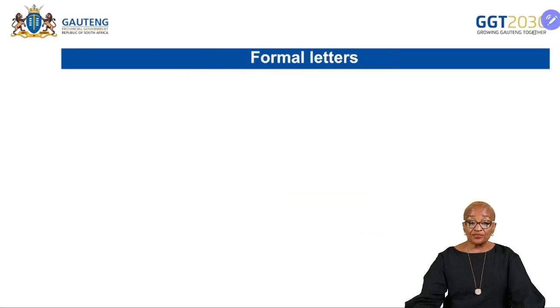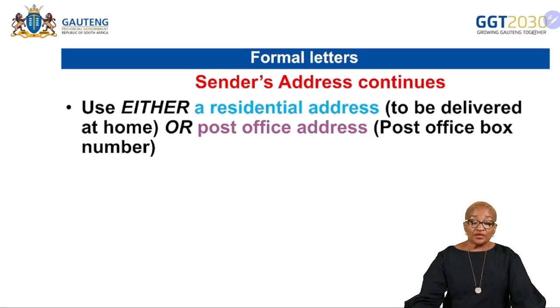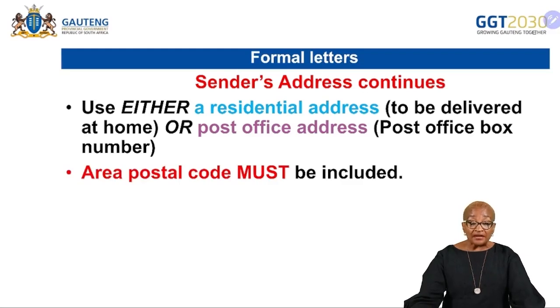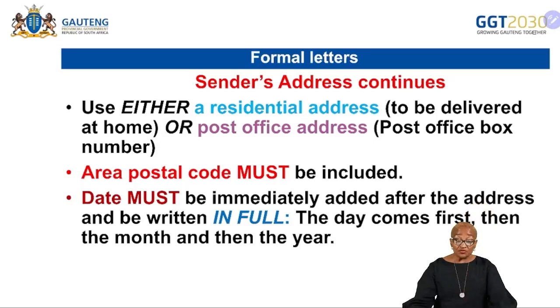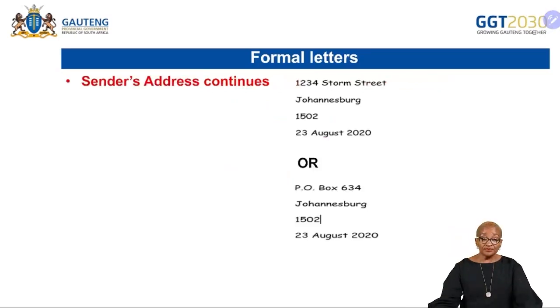Use either a residential address. And that is the address that would be delivered at home. Or a post office address. That would use a post office box number. The area postal code must be included. The date must be immediately added after the address and be written in full. The day comes first, then the month, and then the year. That is how your sender's address should look.